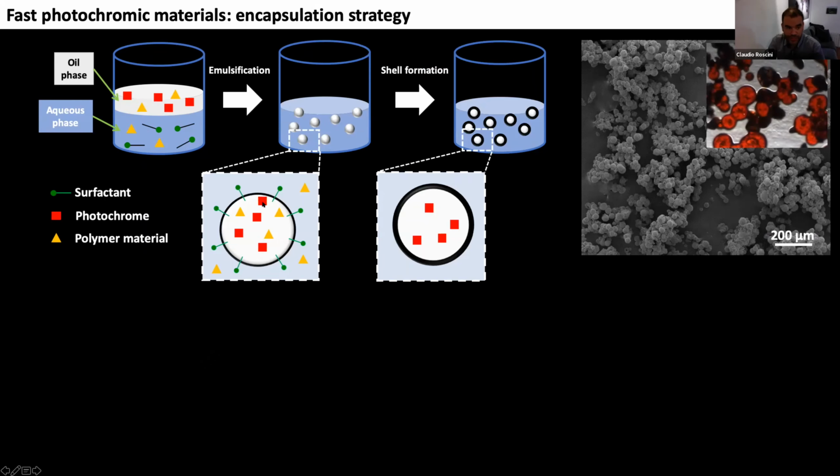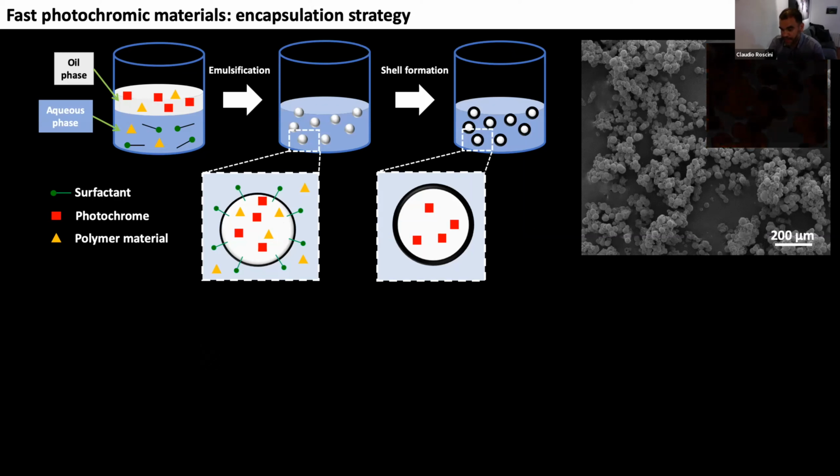So to generate the shell, we need to put some material that is going to polymerize to generate the final polymer. And this can be added either in the water phase or in the oil phase, depending on the method. These are some of the capsules that we obtain. And in this video, you can see the release of the oil when you apply pressure to the capsules. This indicates that the capsule actually contains the oil solution.